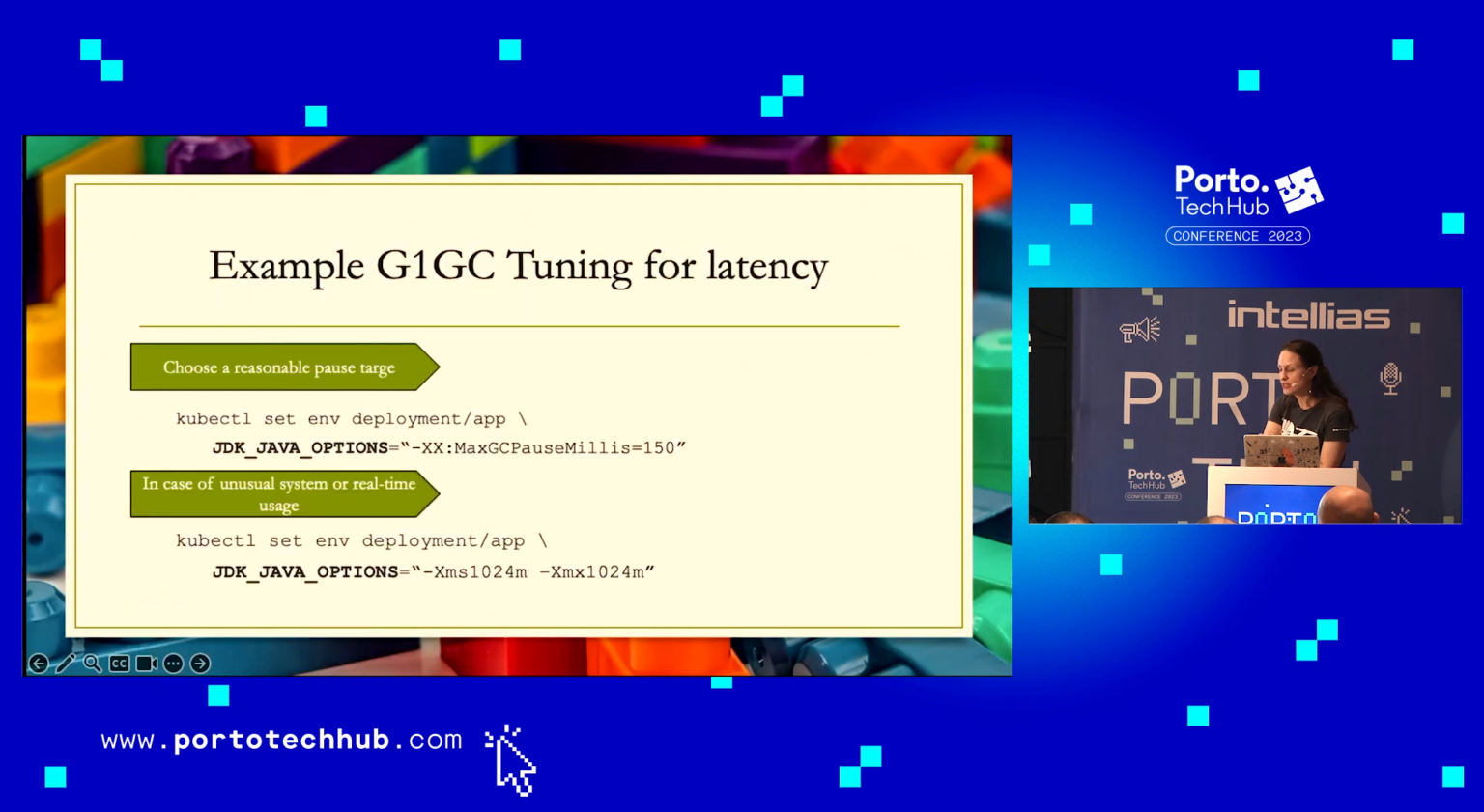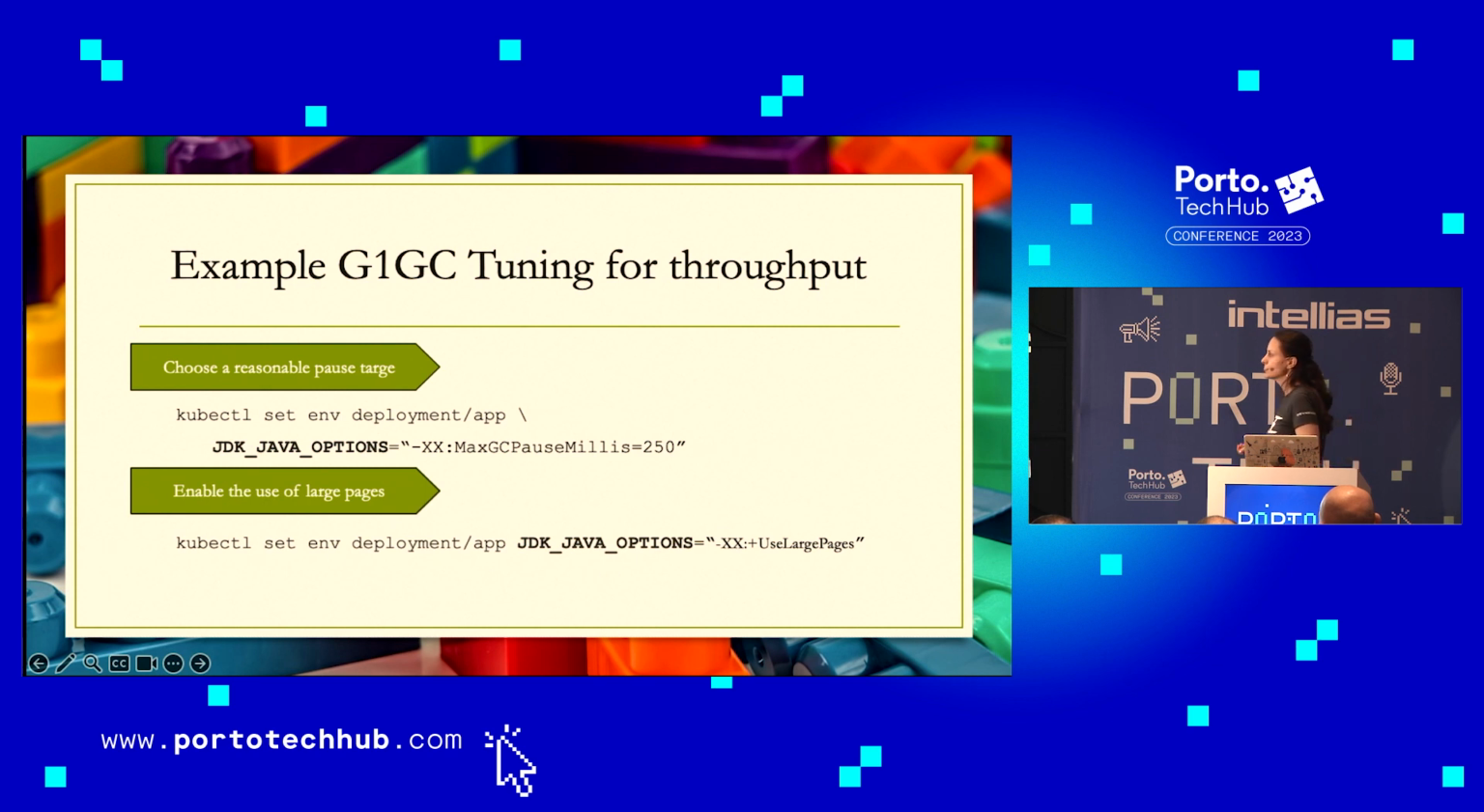So next, I need to choose what I want to do. I want to improve the latency, or I want to improve the throughput. Now, if I'm looking at latency, I should think of choosing a different pause time. And of course, it would help me in some cases to set the initial heap size and the max heap size with equal values, in order to avoid delays. Now, if I want to tune it for throughput, then I should increase the maximum pause time from that 200 milliseconds.